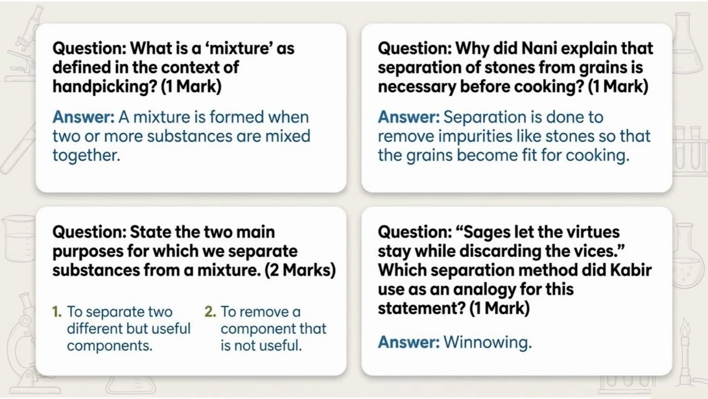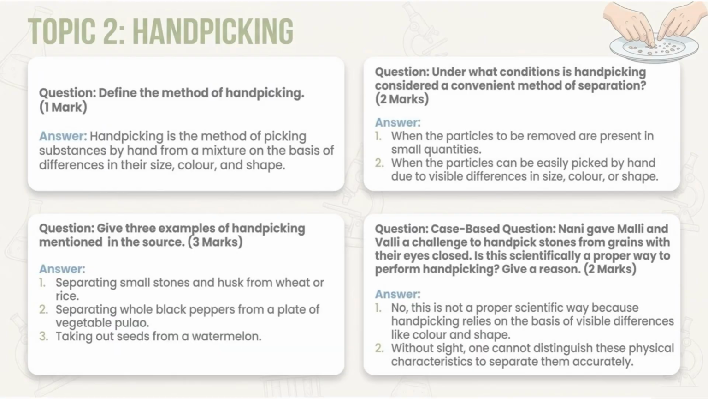Question, state the two main purposes for which we separate substances from a mixture. 2 marks. Answer, to separate two different but useful components. To remove a component that is not useful. Question, which separation method did Kabir hint at in his statement? 1 mark. Answer, winnowing.